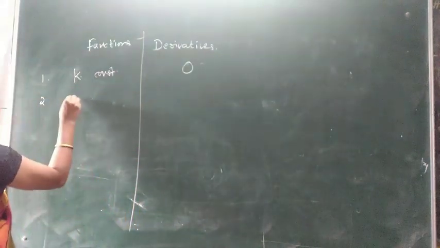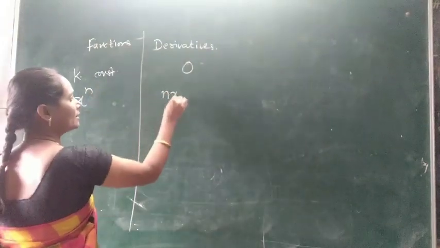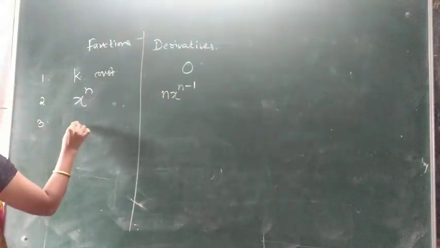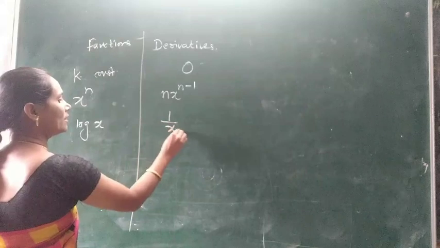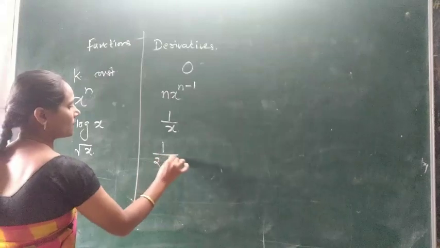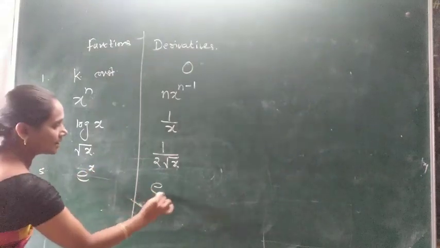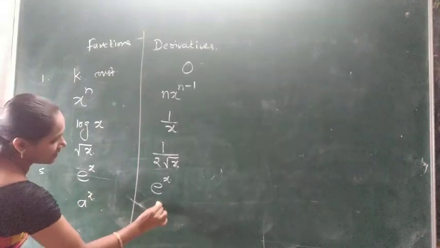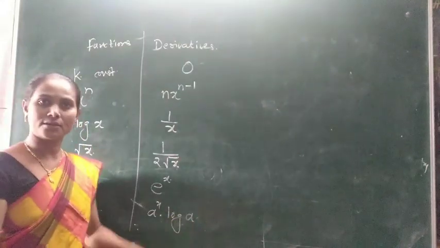Second, we see the power function, x raised to n. The derivative of x raised to n is n into x raised to n minus 1. Next, log x: the derivative of log x is 1 upon x. The derivative of root x is 1 upon 2 root x. The derivative of e raised to x is e raised to x. The derivative of a raised to x is a raised to x into log a.